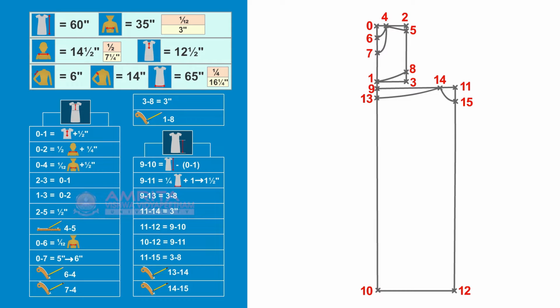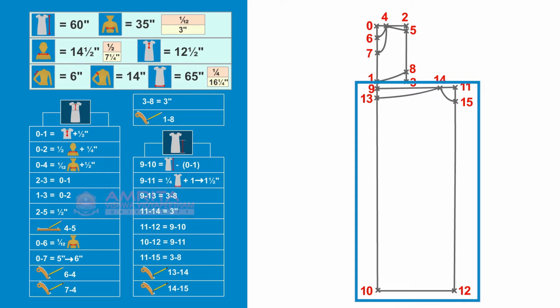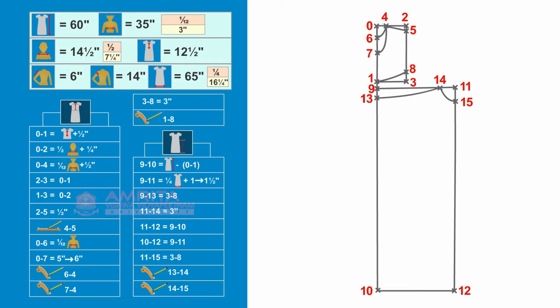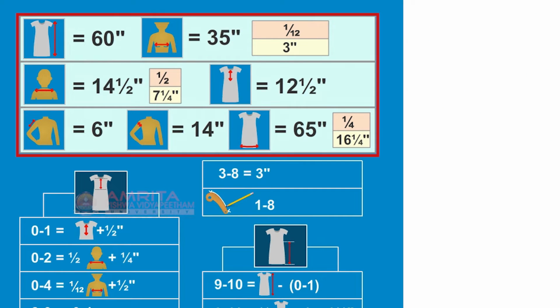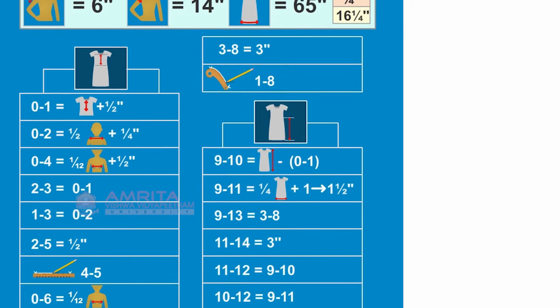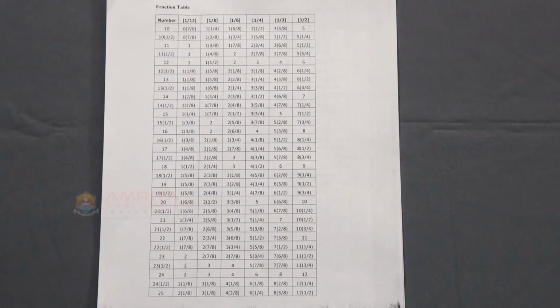From the drafting instructions for the bodice and skirt piece, see if any fractions of the body measurements need to be taken. You can easily identify the divisions by checking the fractions written near the body measurement symbols. In this case, you need to find 1/12 of the chest circumference and half of shoulder width and quarter of bottom width. For that, we will use a fraction table.